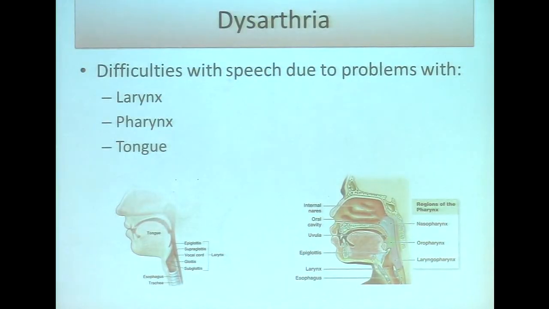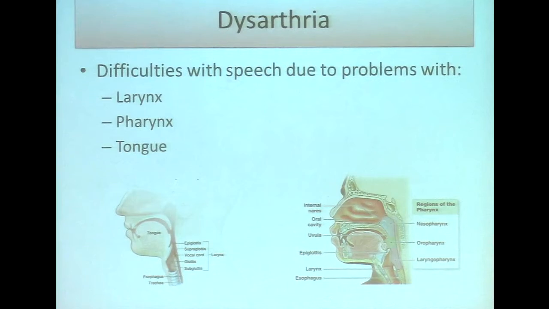I want to mention here dysarthria. Sometimes a person can't speak, not because there's something wrong with their brain, but because there's something wrong with the mechanism of their mouths and their larynx and the pharynx, or their tongues. And people who've been in severe accidents where their head and the face have been injured, you need to ask yourself whether it's maybe just a problem with dysarthria rather than a brain problem.